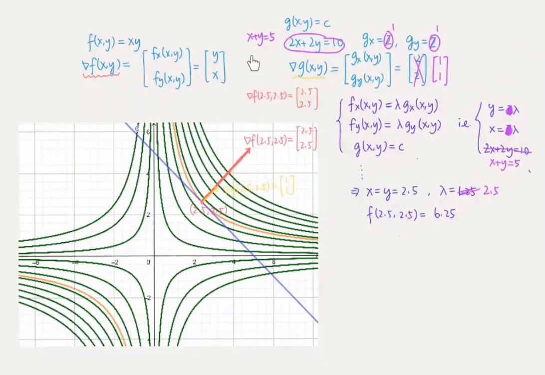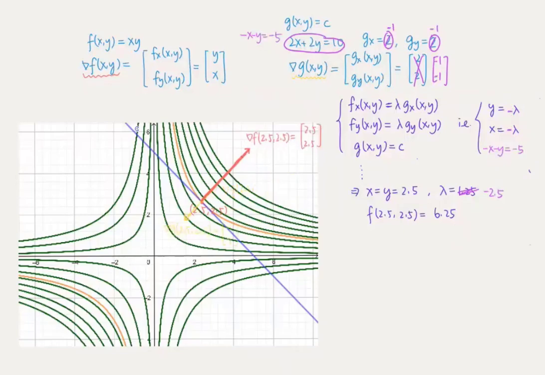If we used the constraint equation x plus y equals 5 instead of 2x plus 2y equals 10, then the lambda we obtain in this system of equations becomes 2.5, but the position where these two gradients are parallel to each other is still the same, and it is located at x and y equal to 2.5, and this gives the same output f of (2.5, 2.5) equals 6.25.